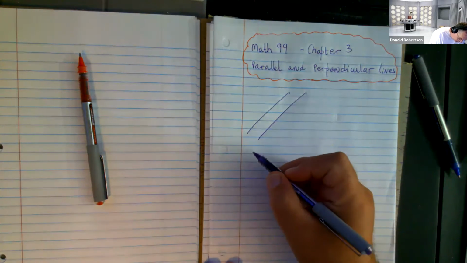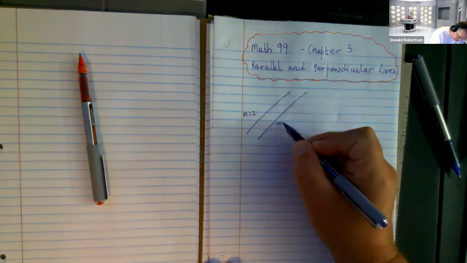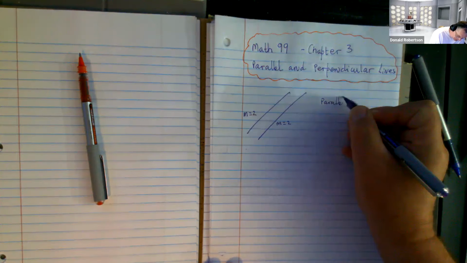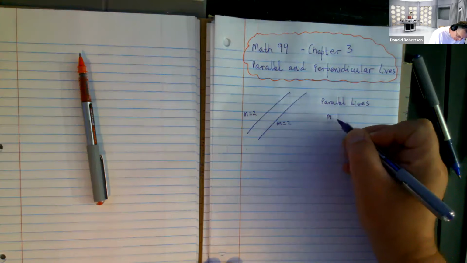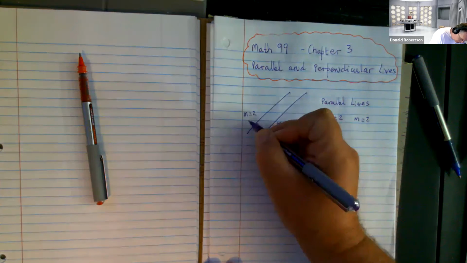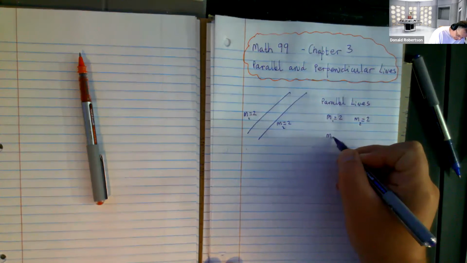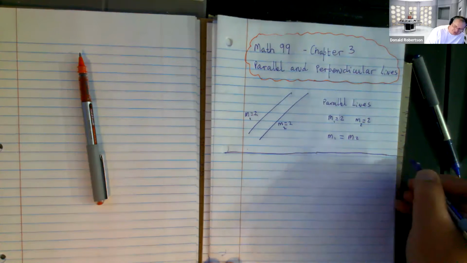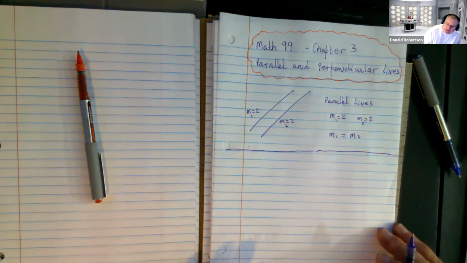Now, what you can say for sure is that when two lines are parallel, their slopes are equal. So parallel lines have the property that their slopes are equal. I'll call that M1 and M2. So all you need to do is to find the slope of each line, and if that slope is the same value, then you are looking at parallel lines.